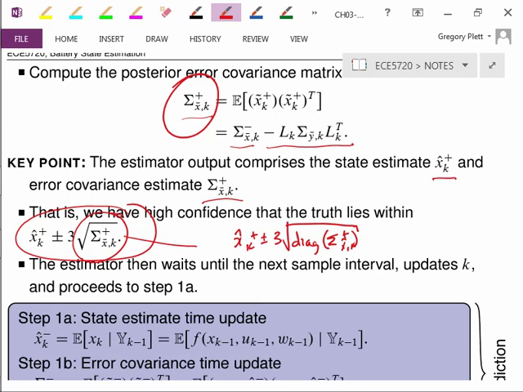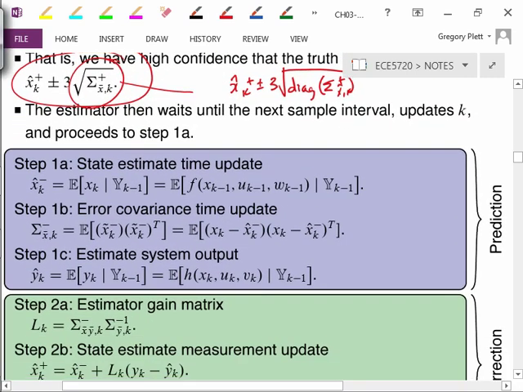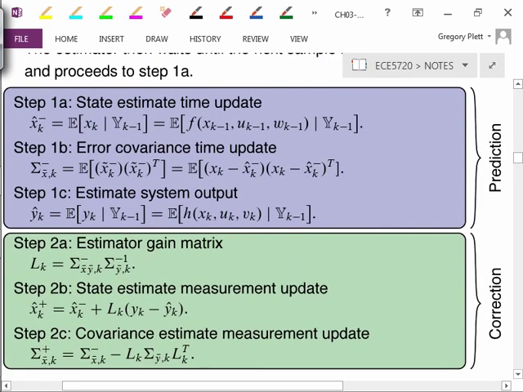That's one iteration of the filter. We wait until the next sample interval point, we update k, and we proceed. This step 1 a b c, 2 a b c is something that's going to be following us the entire way through this chapter of notes and even into the next chapter of notes. It doesn't go away, so let's make sure that we understand what each step is.